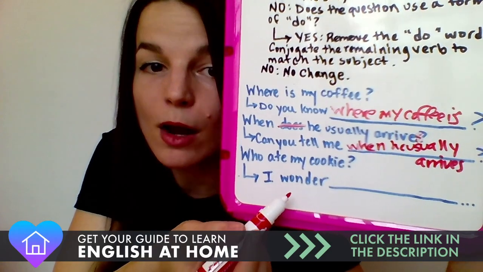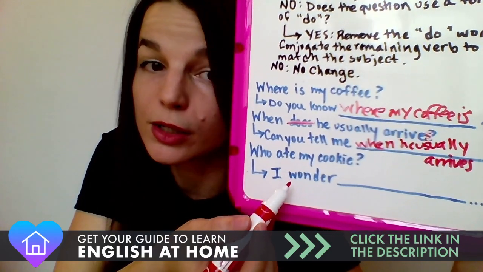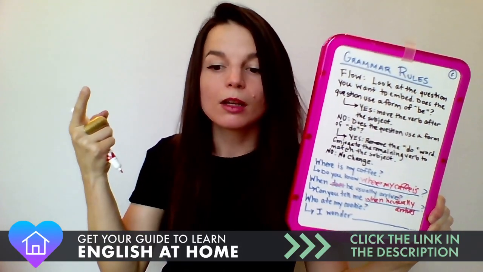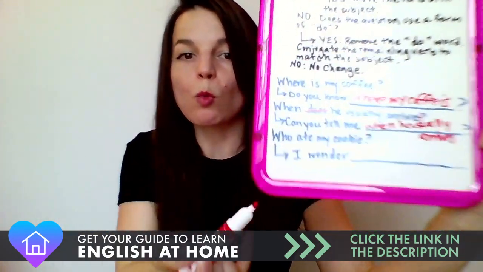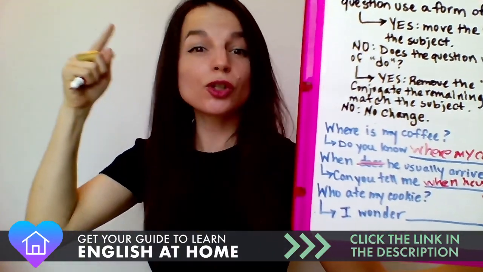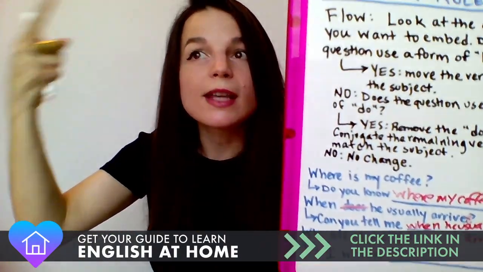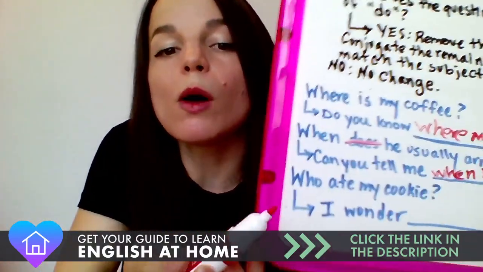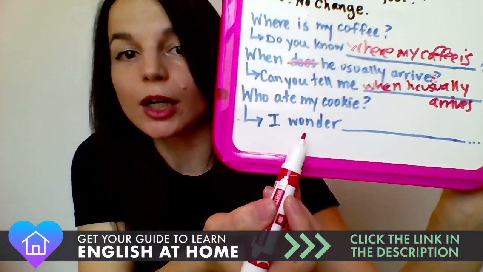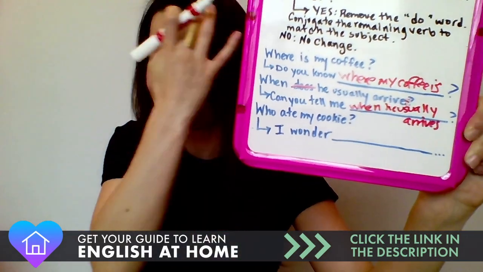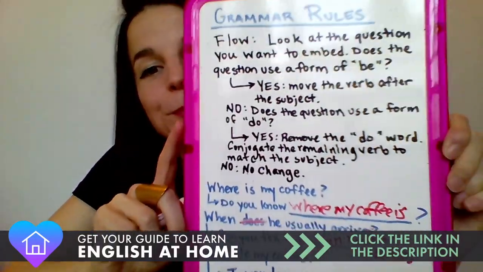Let's use I wonder. This is pronounced wonder, yeah? So wonder is different from think. When you use the verb wonder, I wonder, it's like you're trying to guess. I want to guess something. I wonder, blah, blah, blah. So I want to use I wonder with this question. Who ate my cookie? So let's take a look.